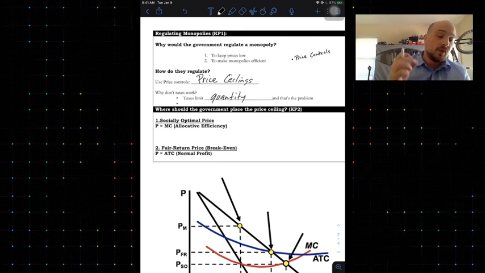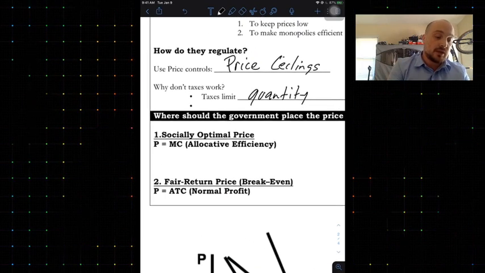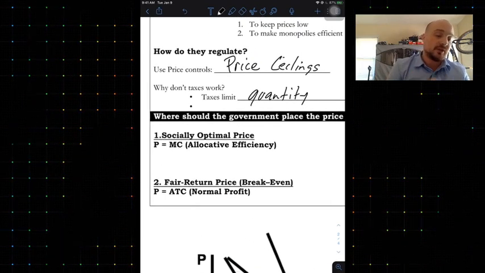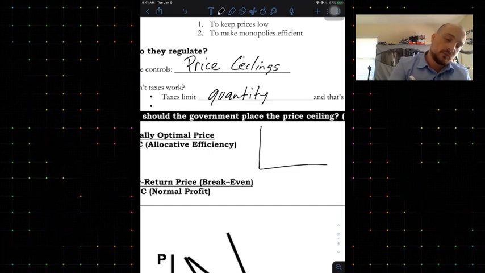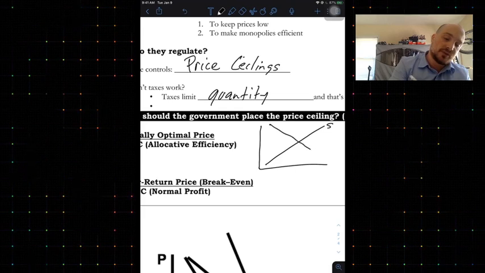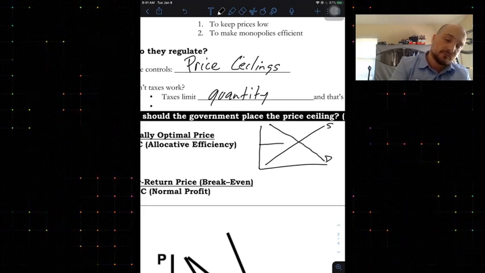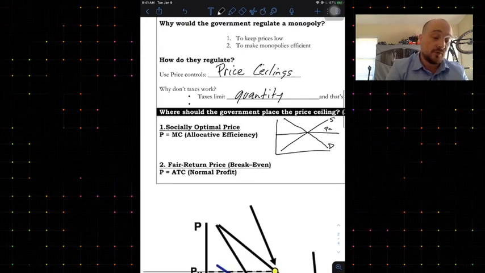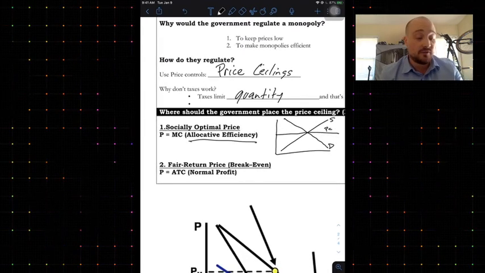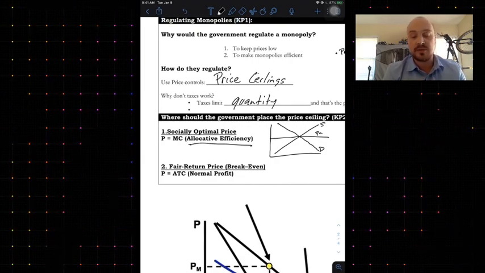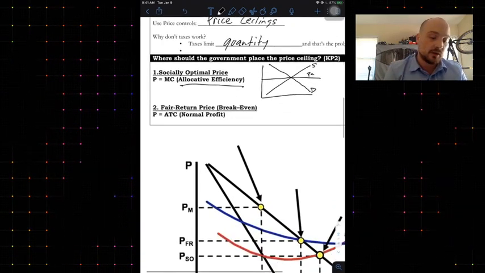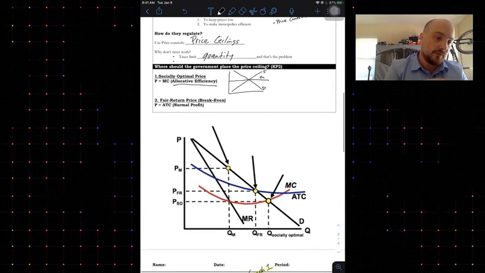And so we have 2 choices, right? We can set our price ceiling at the socially optimal point, which would make it a normal supply and demand graph. Or, if you remember, it would be allocatively efficient. Or we can set it at something called the fair returns price, which I'll show you in a second, which I like to call the break-even point, right?